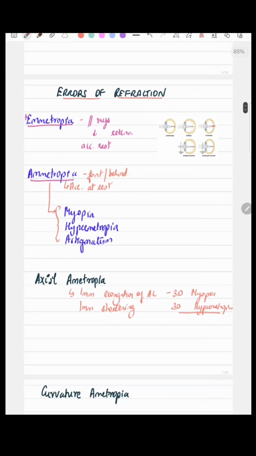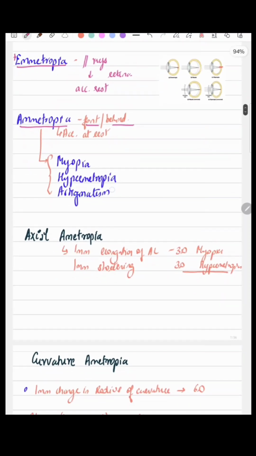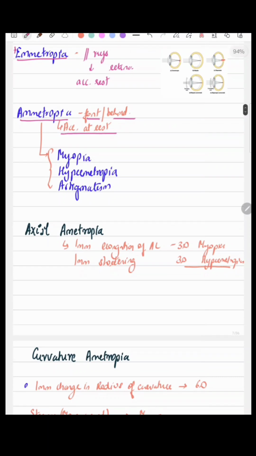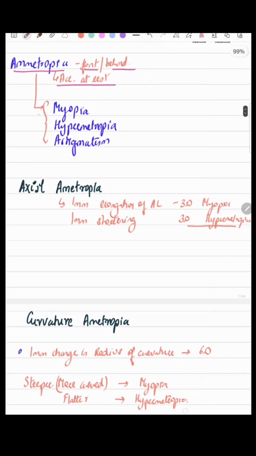Ametropia is when the parallel rays of light coming from infinity are focused in front of or behind the sensitive layer of the retina when accommodation is at rest. Ametropia can be myopia, hypermetropia or astigmatism.